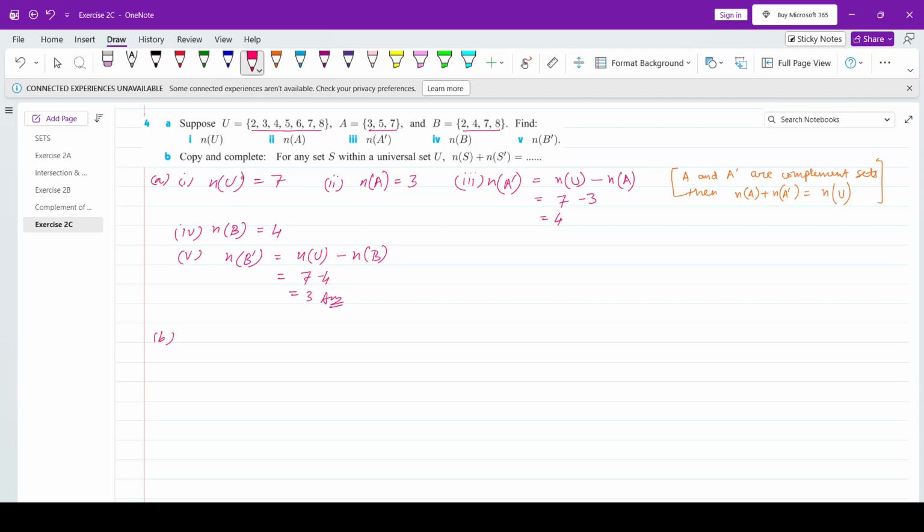Part B says copy and complete. For any set S within a universal set, number of terms in S plus number of terms in S prime, or S complement, is equal to number of terms in the universal set, or number of terms in S union S prime. This is our answer. Let's move on to the next question.